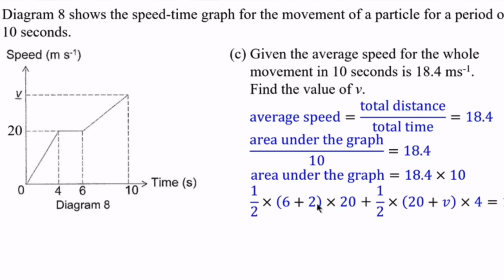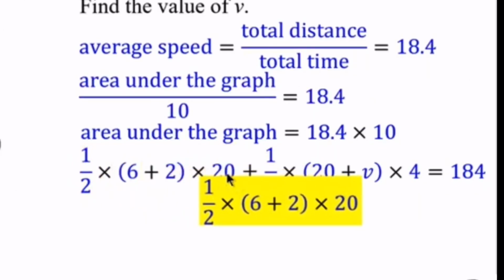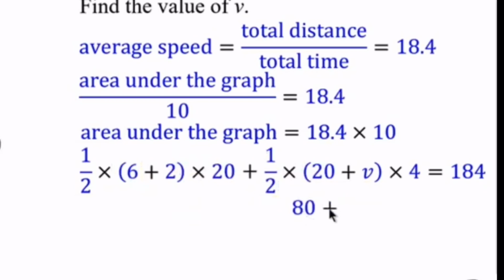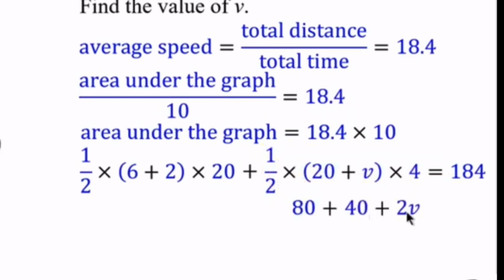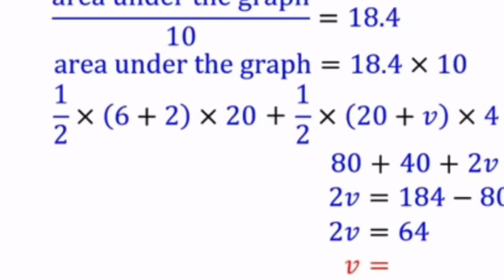So we will calculate one by one for the area of the trapezium. You can substitute the value for the difference between 6 and 10, which is 4, and then 1 over 2 times (6 plus 2) times 20 plus 1 over 2 times (20 plus 3) times 4 equal to 184. I'm using 2 trapezium. If you want to use triangle also can. So you simplify your answer carefully, and your answer for V is 32.